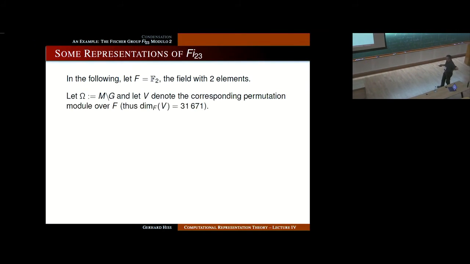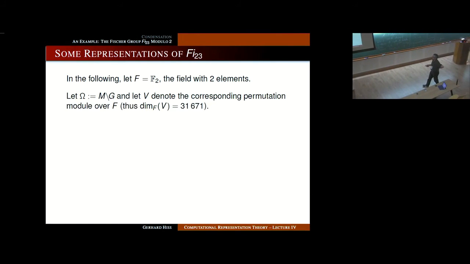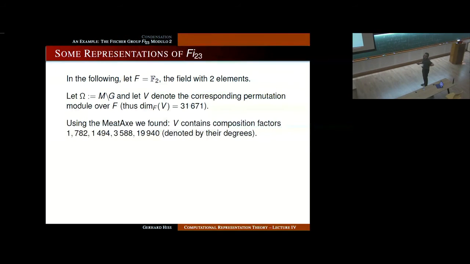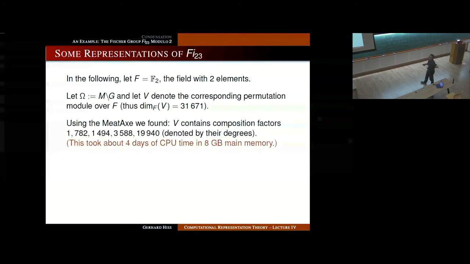We take the permutation representation on these many points, on 2 times Fischer 22. And then using just the ordinary MeatAxe within GAP, we found these composition factors. The composition factors are denoted by their degrees. And at that time, it took about 4 days of CPU time in 8 GB main memory. Today it would probably be slightly faster, and in Ringe's MeatAxe it would even be faster.